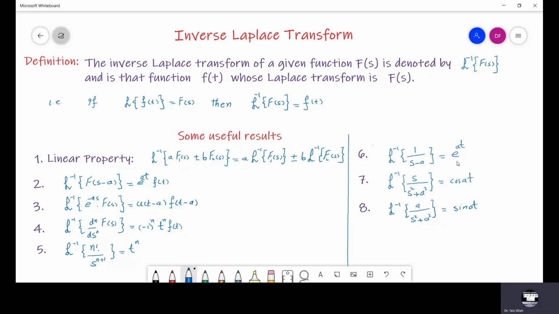In a similar procedure to the previous lecture, we have proved that the Laplace transform of e to the power at is 1 over s minus a. So the inverse Laplace transform of 1 over s minus a is equal to e to the power at. We have proved that the Laplace transform of t to the power n is n factorial over s to the power n plus 1. That is why the inverse Laplace transform of n factorial over s to the power n plus 1 is equal to t to the power n. In a similar procedure, we can obtain all these results. And the first property is that it satisfies the linear property.